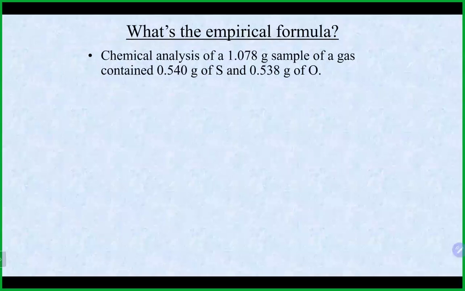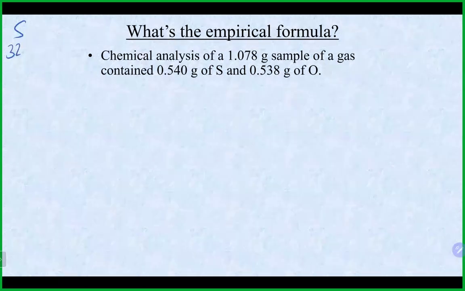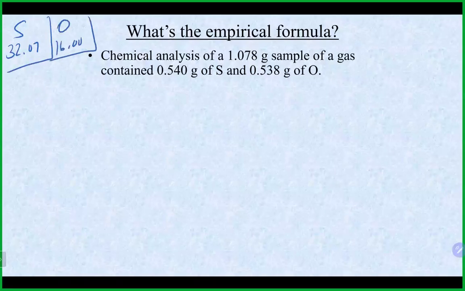What is the empirical formula of a compound that had a total mass of 1.078 grams, and it contained 0.540 grams of sulfur and 0.538 grams of oxygen? Sulfur is 32.07, oxygen is still 16. So give that a go, see what you come up with.